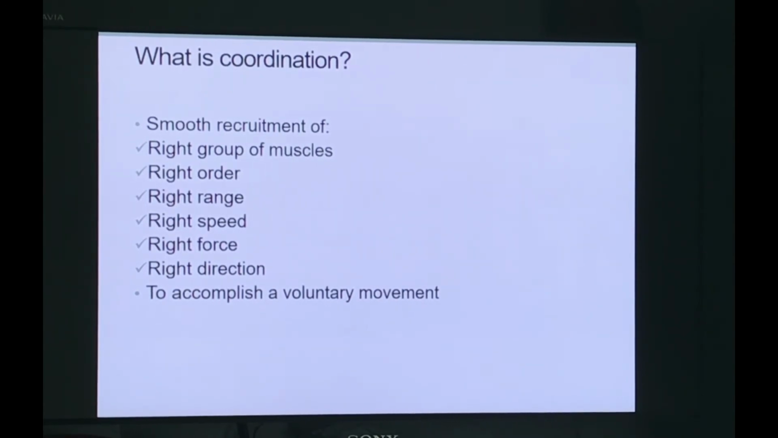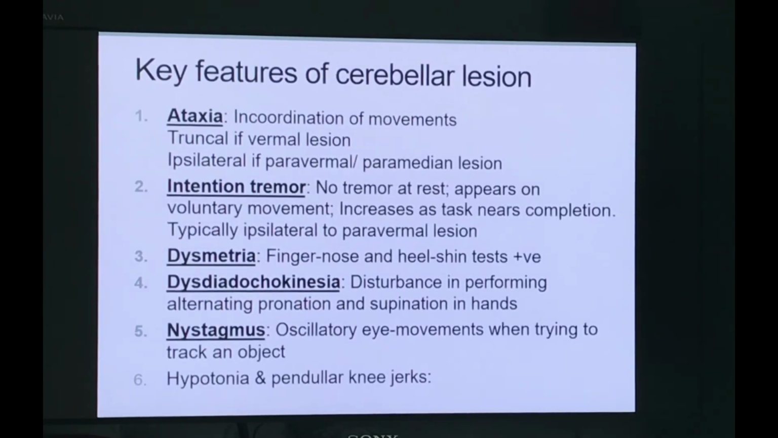The right group of muscles have to contract, and to execute any voluntary movement there should be proper coordination, that is the right order, right range, speed, force and direction, so that the movement occurs in a smooth, coordinated and fine way. This is mainly helped by the cerebellum and, along with that, the basal nuclei. So these are some of the key features of cerebellar lesion, which I have already mentioned.